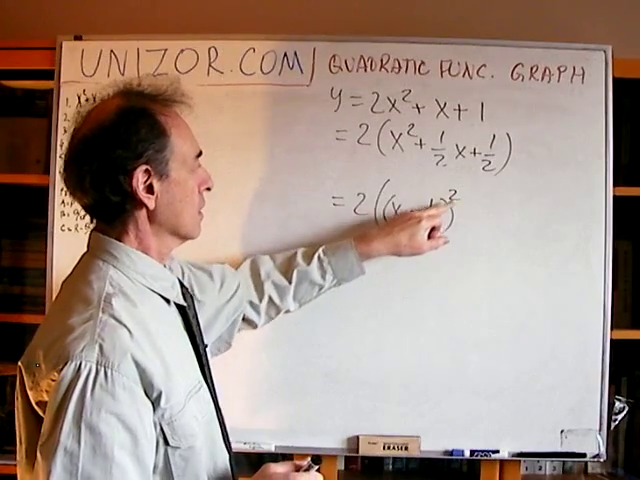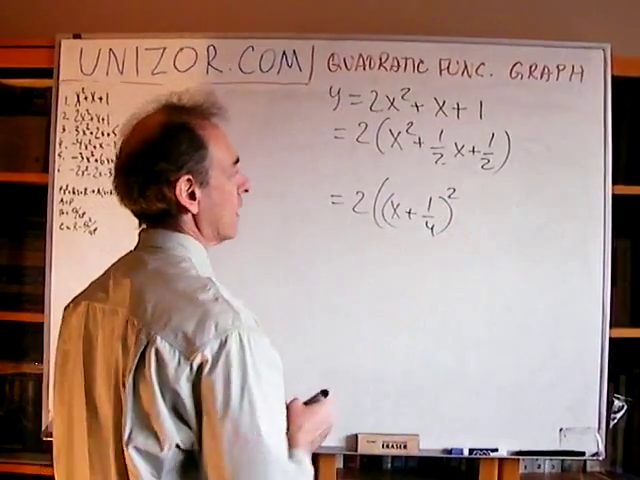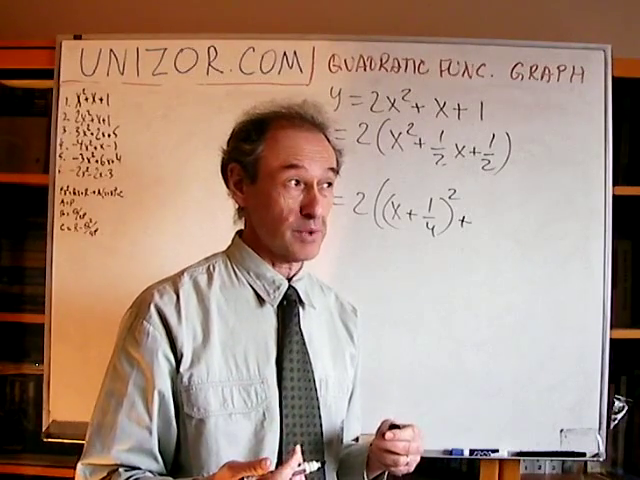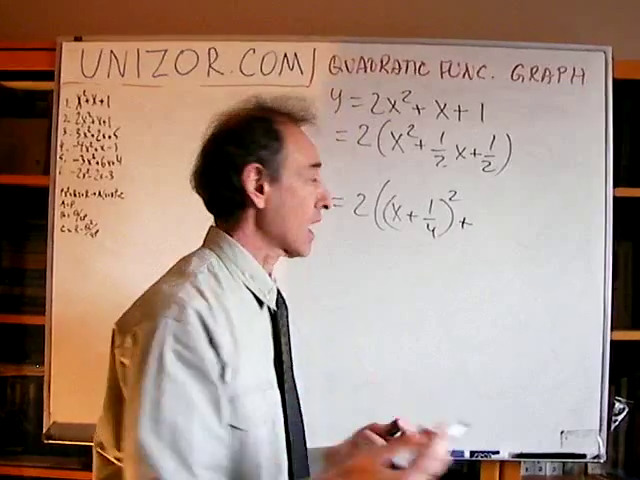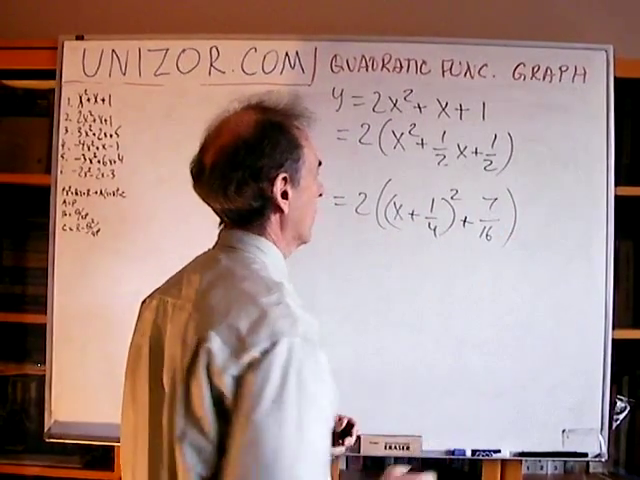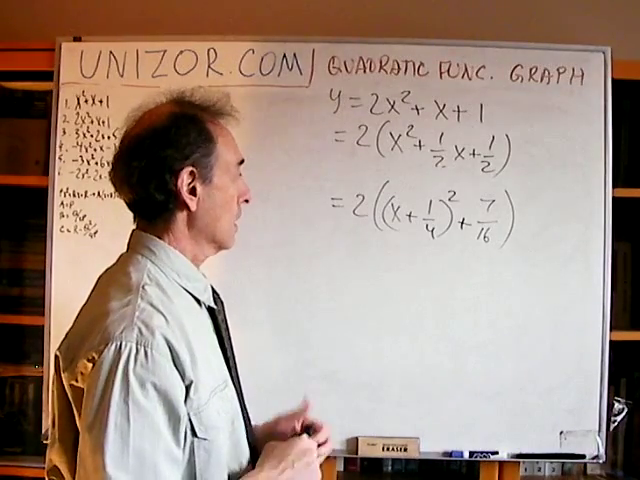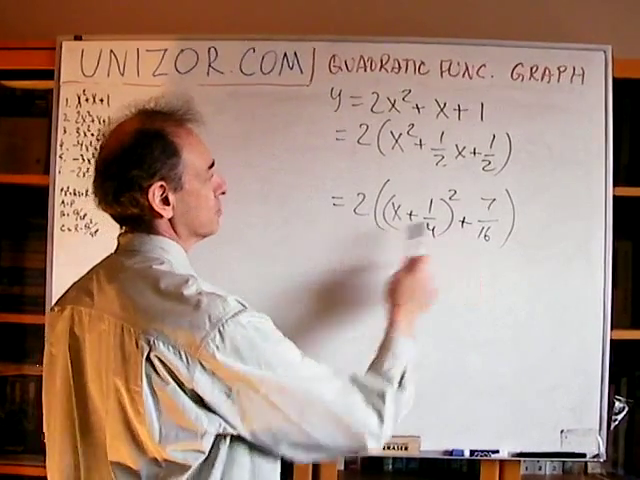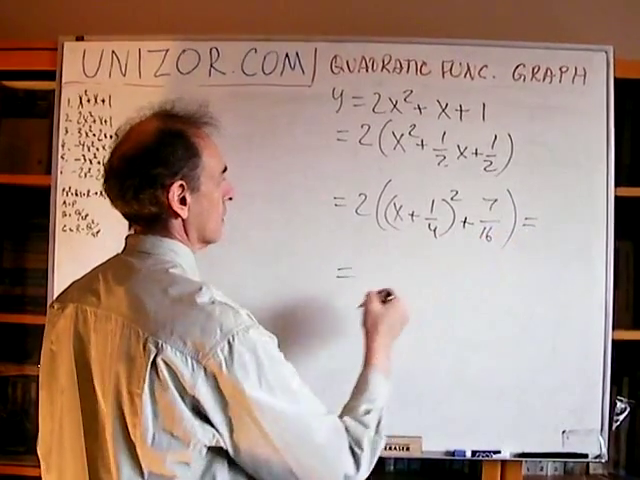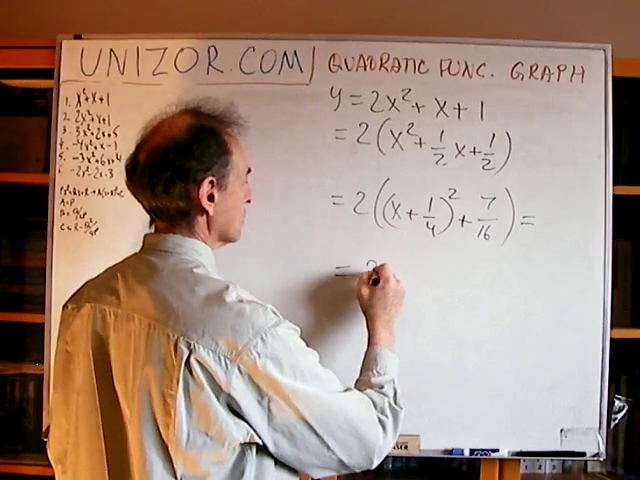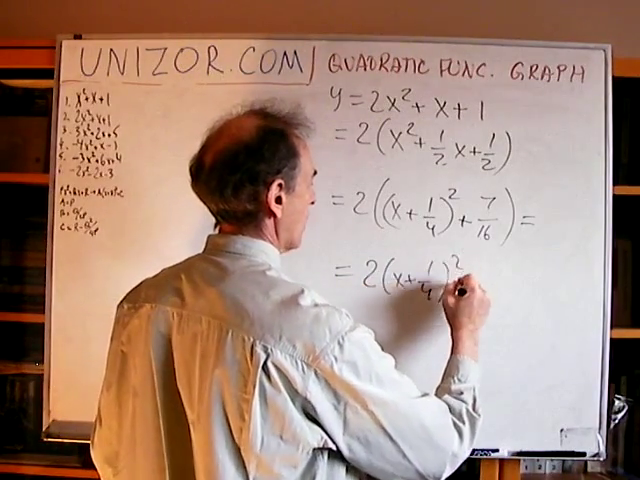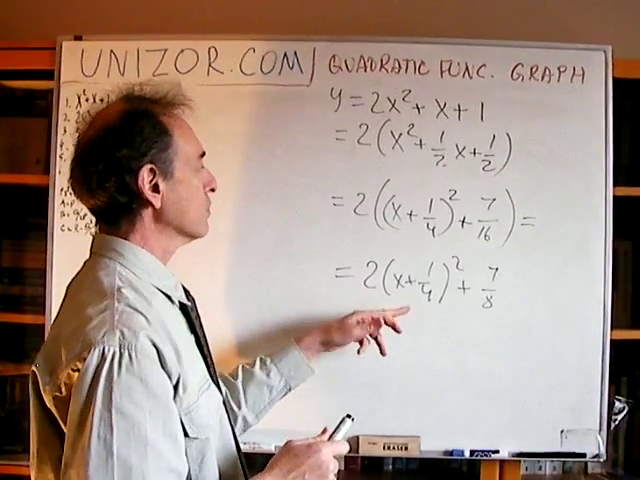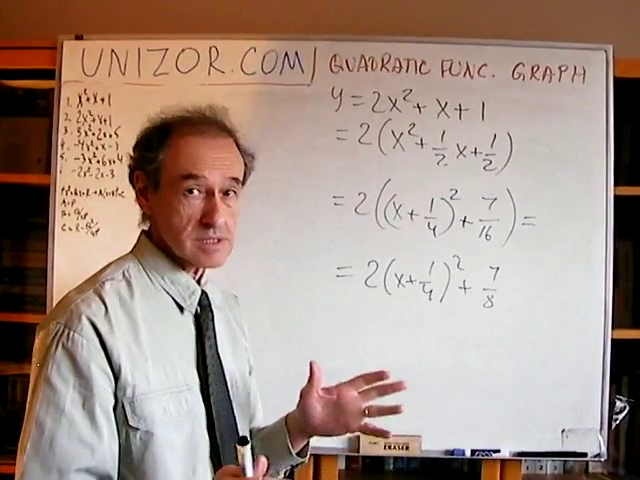Now, 1 quarter square would be 1 sixteenth, but I need 1 half. So I have to add whatever I need to add to 1 sixteenth to get 1 half. 1 half is 8 sixteenths. I have 1 sixteenth, so I have to add 7 sixteenths. Right? Basically, that's almost it. The only thing which remains to do is multiply separately 2 by these two things using the distributive law. So it's 2 times x plus 1 quarter squared plus 2 times 7 sixteenths is 7 eighths. So this is my answer. This is my full square for this particular thing. Just in case, let me check if I'm right.